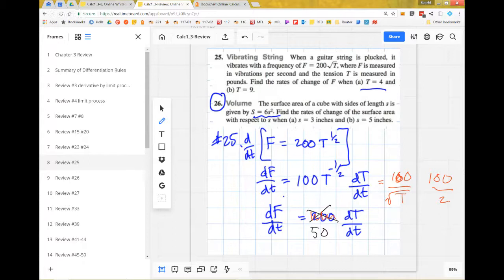And I really didn't need to do d capital T over dt, because there is only one t here, and that's what we were differentiating with respect to. So, I mean, that's not really clear. But the first answer is 50. And then when you do the second part, you're going to plug in t equals 9 here. The square root of 9 is 3, and 100 over 3 is 33 1/3. So those would be the answers to 25.